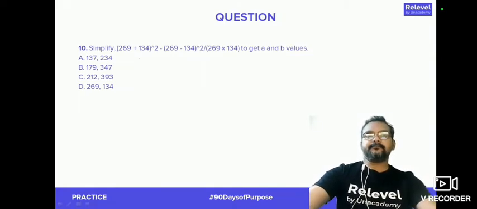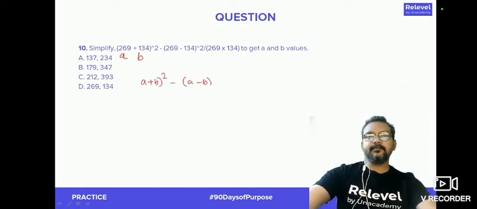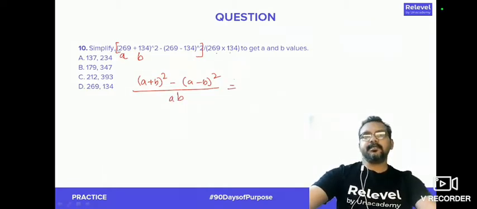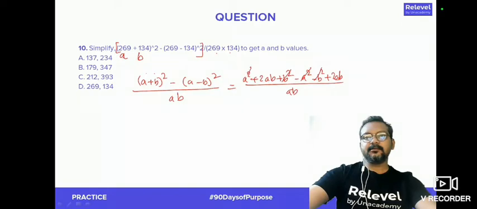Number 10. You have to simplify. So if I take this as A and 134 as B, here you have A plus B whole square minus A minus B whole square. The whole thing is divided by, so there should be a bracket here, the whole thing is divided by 269 times 134, meaning AB. So this is basically A squared plus 2AB plus B squared. Then minus A squared minus B squared and minus of minus 2AB, so plus 2AB, by AB. So A squared and B squared cancel out. You have got 4AB by AB, so that is 4 as the answer.